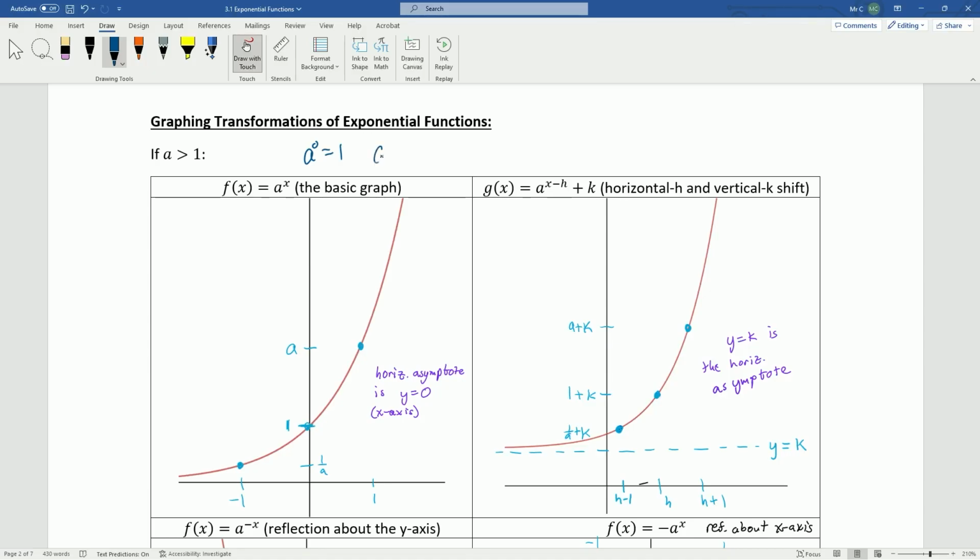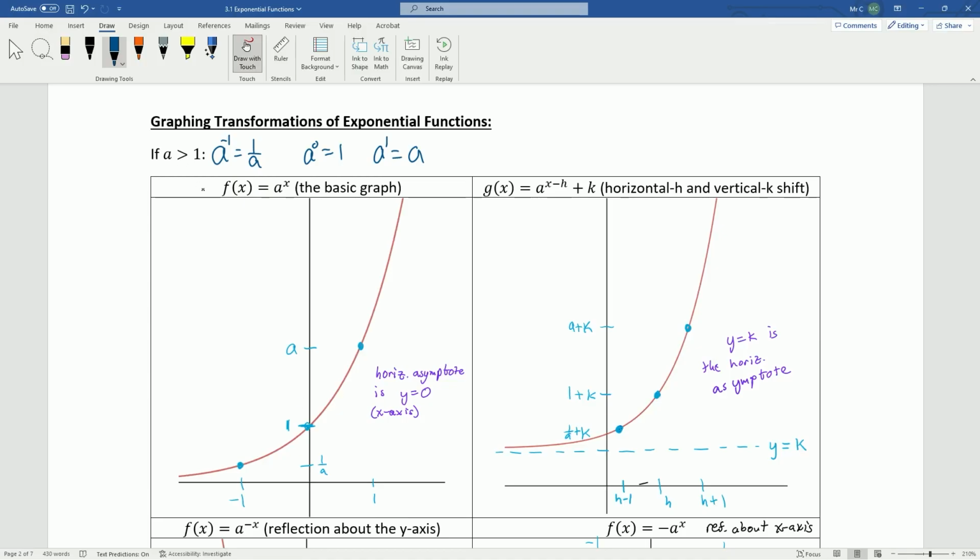Now if I take a to the first power, that's just a. So when I plug in x equals 1 here, I get a on my graph. And if I take a to the negative first power, I get 1 over a. So that's down here. If a is bigger than 1, 1 over a is smaller than 1. So when I plug in x equals -1, this is what I get.